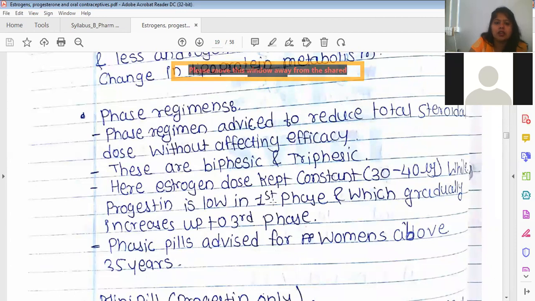Then what is the phase regimen? The phase regimen is advised to reduce the total steroidal dose without affecting efficiency. These are the biphasic and the triphasic. Estrogen dose is kept constant. म्हणजे ह्याच्यामध्ये काय केलंय तर फेज रेजिमेन केलंय.